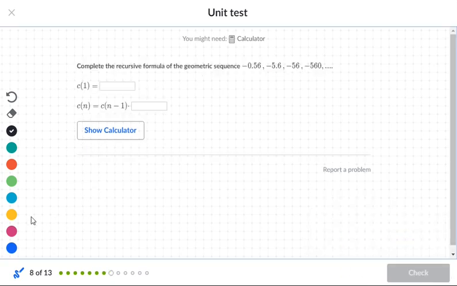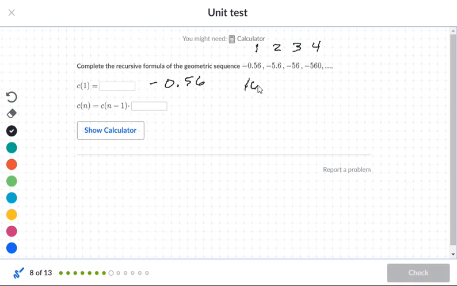Okay, complete the recursive formula for the geometric sequence. So right here, this is my first term, second term, third term, and my fourth term. The very first number in here is a negative 0.56, so that's going to be C1. Now this is geometric, so we know this is multiplication. So we're going from a negative 0.56 to negative 5.6 to negative 56 and negative 560. What they're doing is moving the decimal over one place to the right.